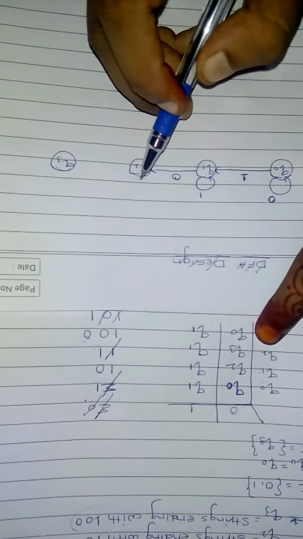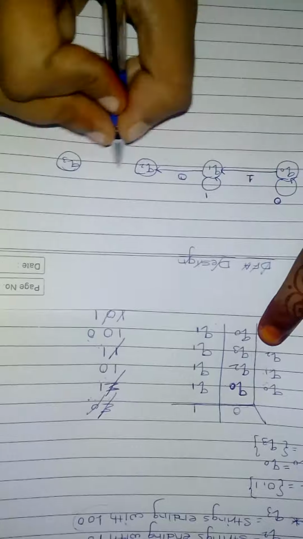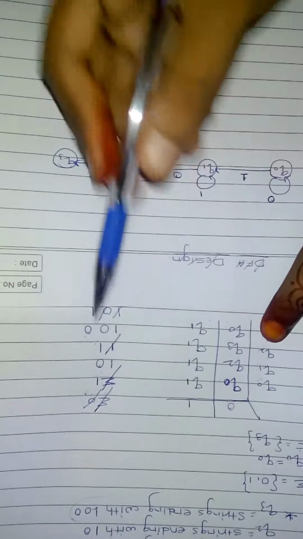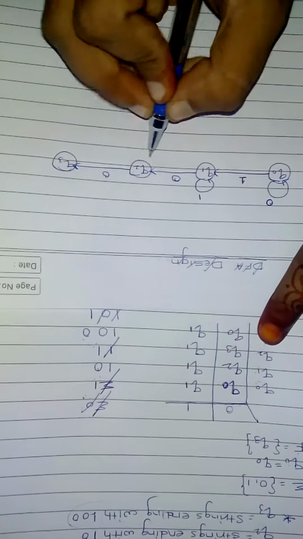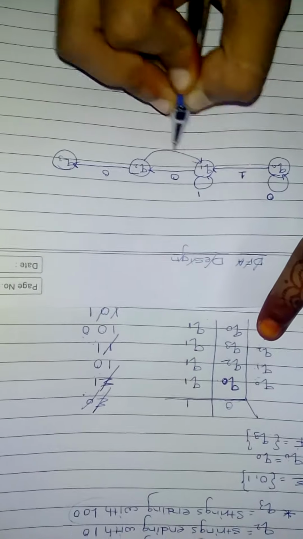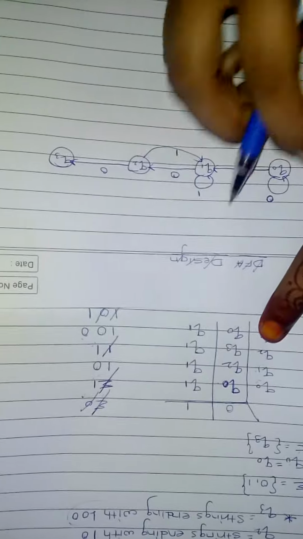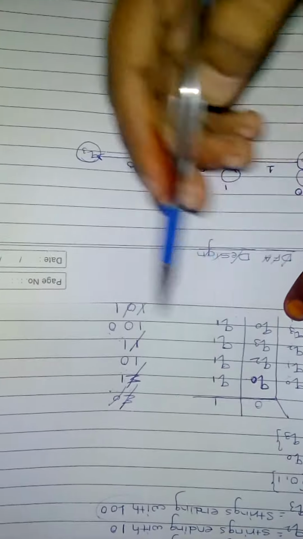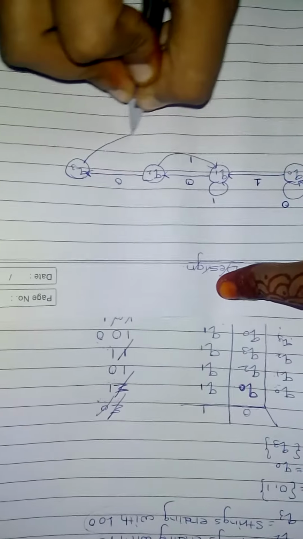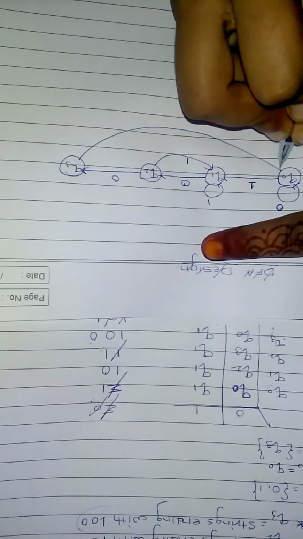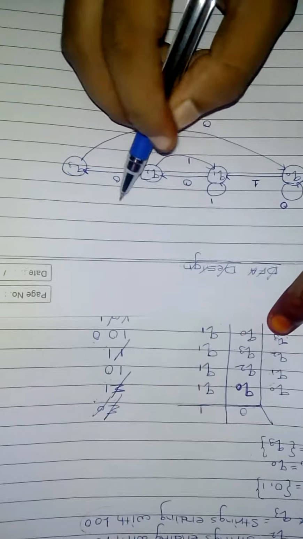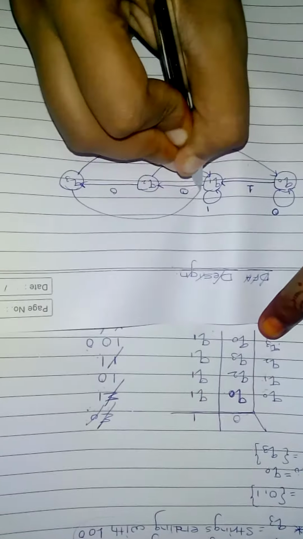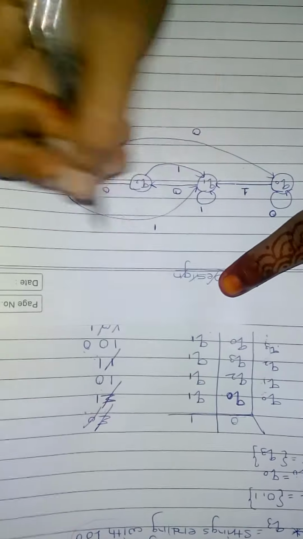Now for q2, if you take 0 input, it goes to q3. So I'm going to take this input. Now for q2, if we take 1, then it returns to q1. So I'm going to draw here 1. And now for q3 we'll check. If we give 0 input to q3, it goes to q0. So I'm going to draw here to q0. And for q3, if we give 1, it goes to q1. So I'm going to draw here like this, and I'm going to give 1.